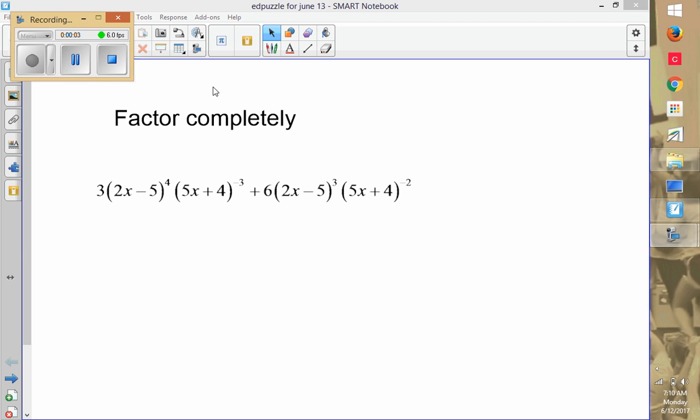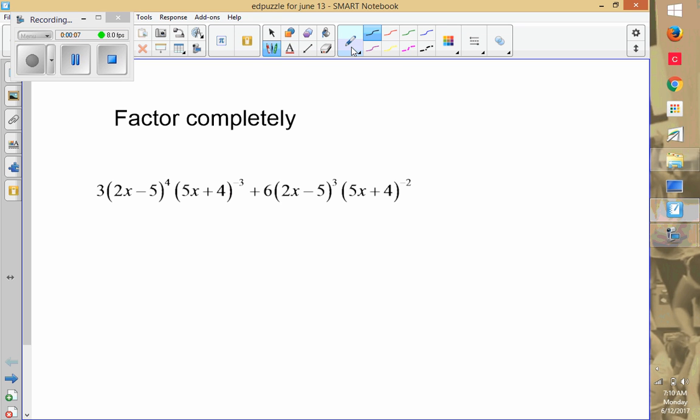Two practice problems to practice the information that you should know for today or in class. First one is a factoring problem, one of the harder ones. Let's get started.